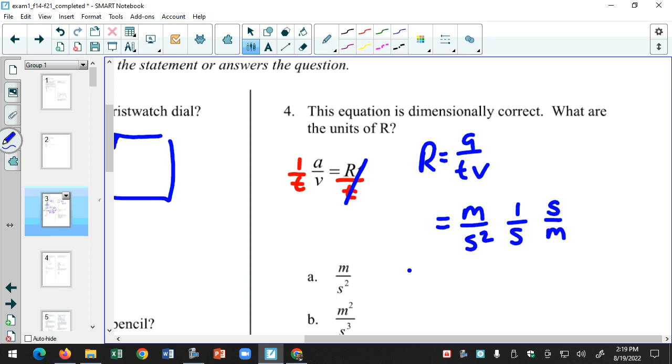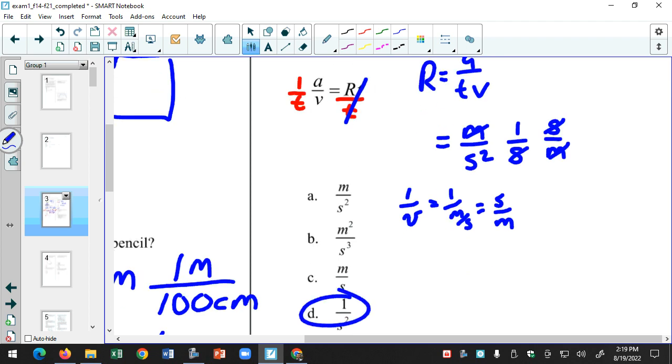You'll see what I did there? 1 over V is 1 over meters per second. That's equal to seconds over meters. It'll save you some grief if you do that, okay? These seconds cancel, those meters cancel, and I'm left with a 1 over second squared.